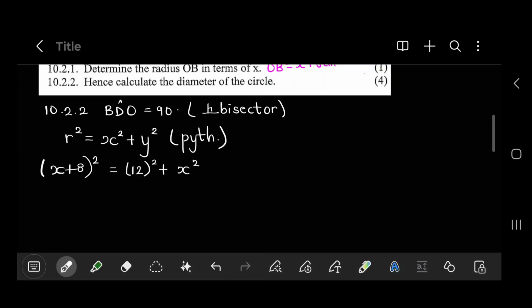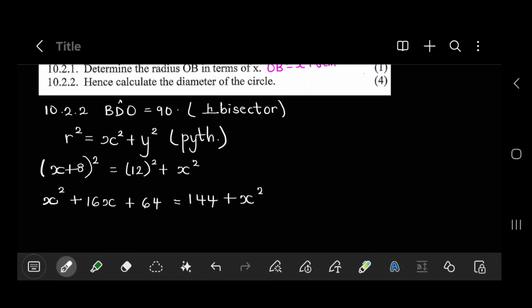Now let's simplify. On the left hand side, we have a binomial squared that is going to result in a trinomial. That trinomial is going to be x squared plus 16x plus 64. How did we get that? Remember the shorthand method for getting a trinomial from a binomial squared. To get the first term, you square the first term. To get the middle term, you multiply both terms together and then you times by 2. And to get the third term, we square that second term. On the right hand side, we've got 12 squared. That is going to be 144 plus x squared.